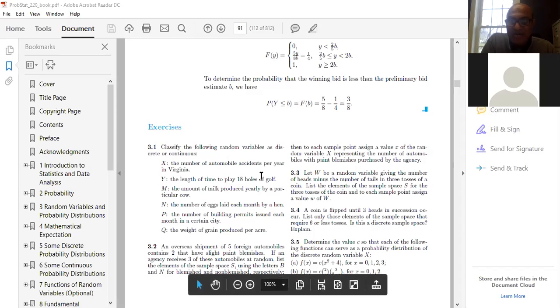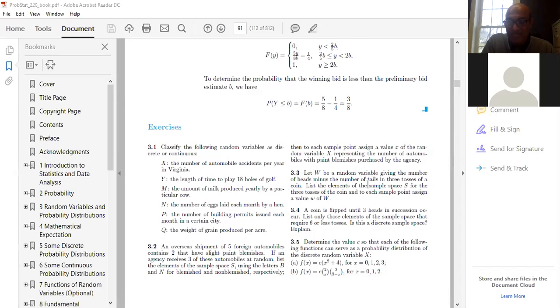Let W be a random variable giving the number of heads minus the number of tails. Number of heads minus number of tails. Suppose you have 3 heads and 1 tail. So 3 minus 1 is 2. That's the meaning. So please keep this in mind.